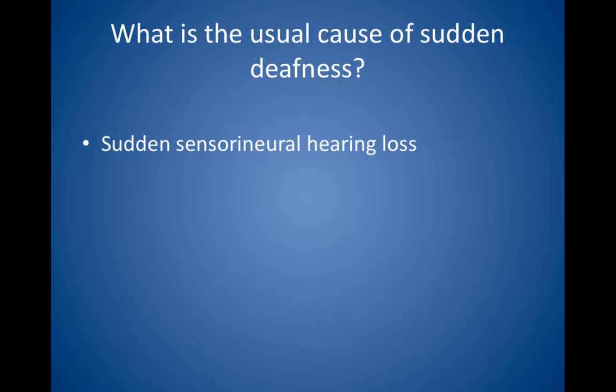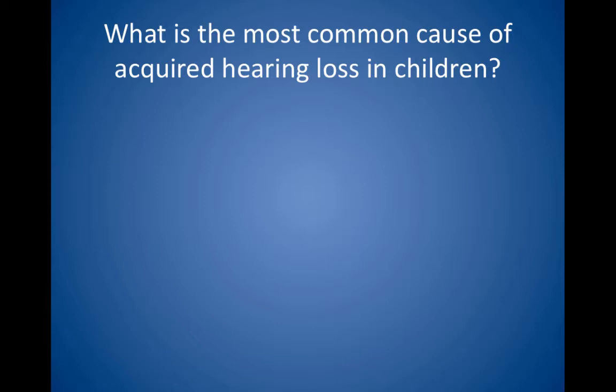Glucocorticoids, administered orally or by intratympanic injection, are considered first-line therapy. Antiviral agents are sometimes used, although there is not much evidence to support their use. Two-thirds of patients recover, although the resolution is often not complete. Among those who recover, hearing usually returns within 2 weeks. What is the most common cause of acquired hearing loss in children? Bacterial meningitis. All children should receive formal hearing testing after a bout of meningitis.